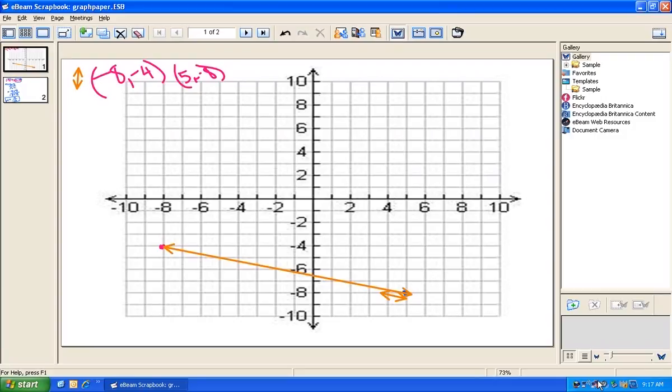We can say that our formula is y equals mx plus b. Do we know what our slope is? The two things that we enter are our m and our b in order to write the equation of the line. What's our slope? Caitlin.